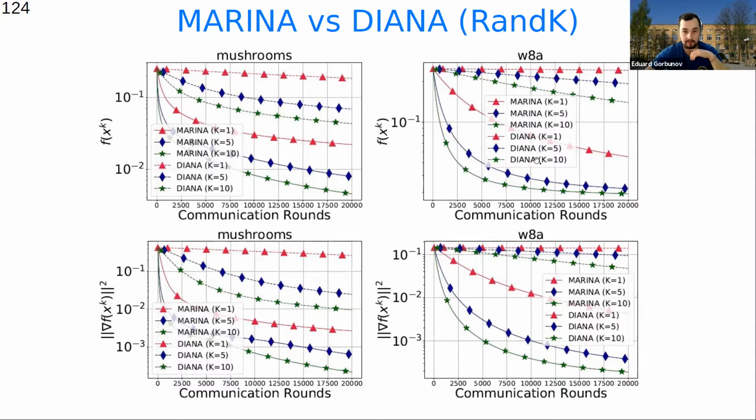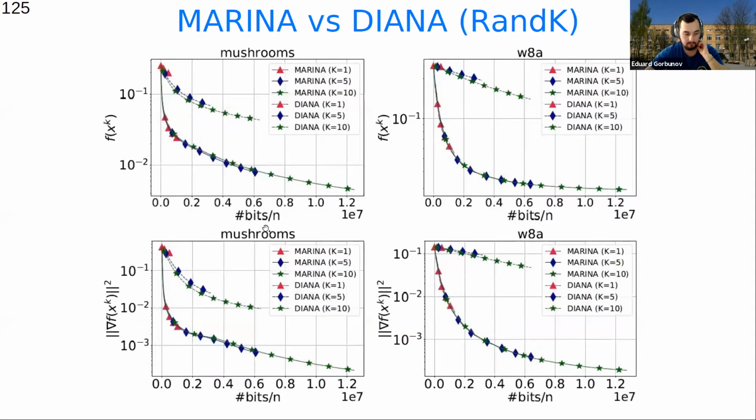So here, these data sets, mushrooms and w8a, I don't remember the exact numbers. Mushrooms is something like 100 components, and w8a, I think it's the same, something like that. And we see that MARINA converges faster, both in terms of the loss and the squared norm, than DIANA. And it's in terms of number of communication rounds, and also in terms of number of bits per worker that workers send.